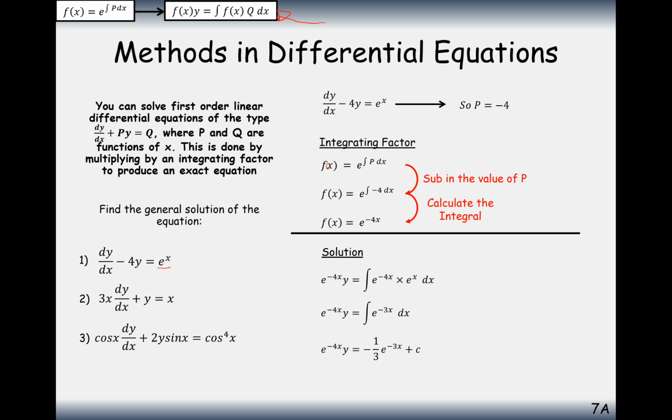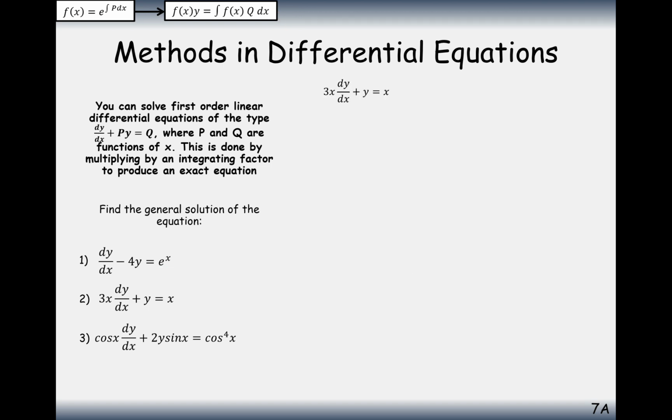Simplify what you've got there, then integrate it, and then that's your final answer. And you may want to times by e to the 4x all the way through. So there we are, that's the answer to this question. It comes in two parts. You can clearly see, do your integrating factor first, then work out your solution second.